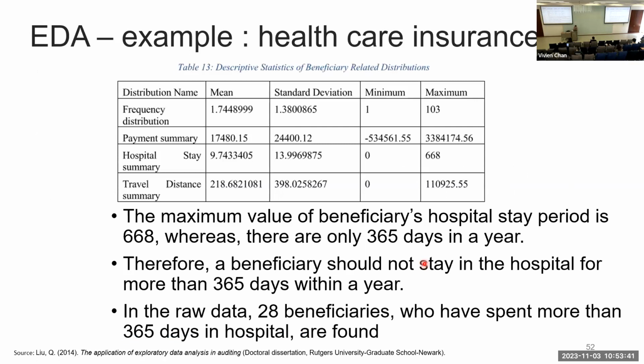The other very interesting value is the maximum value of the hospital stay, because this is the number of days. But in a year, we only have 365 days. That means someone is staying in the hospital for over a year. Of course, you need to check whether this is reasonable. Why would someone need to stay in the hospital for over a year? Finally, when you check those who have spent more than 1 year in the hospital, there are only 28 beneficiaries, then you may look into more details of these cases.